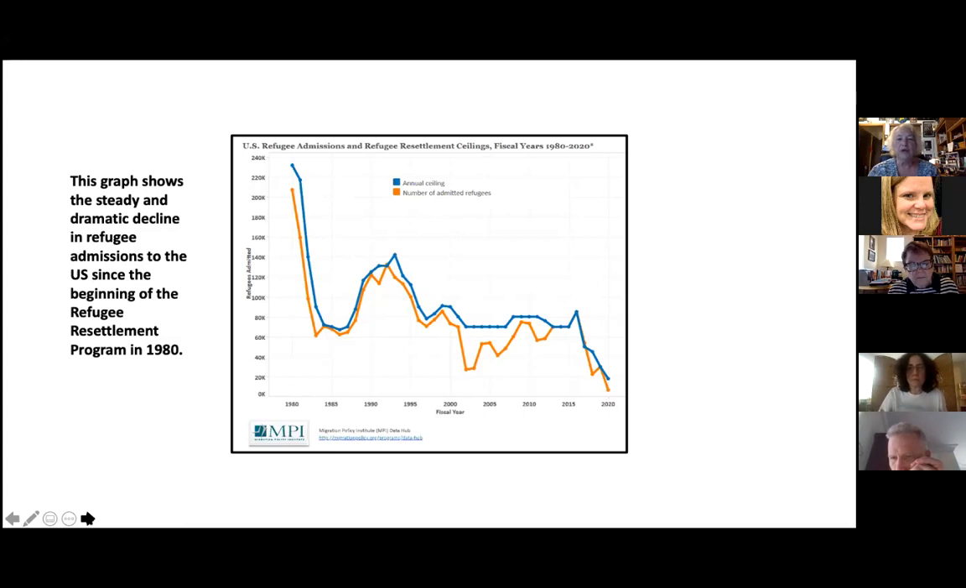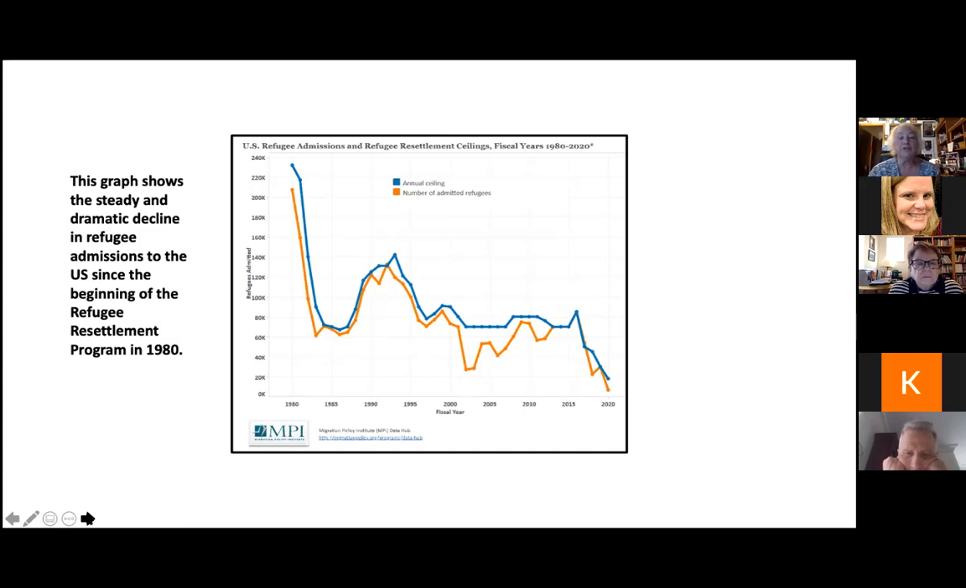So the blue line is the amount of people that the president, there's something called a presidential determination, and the president decides every year on October 1st how many refugees will be permitted into the US that year. And they use different criteria to decide that: how many people we can actually handle, how many people are in the camps, discussion with the UN, all this kind of stuff. So that's the highest number we ever had.